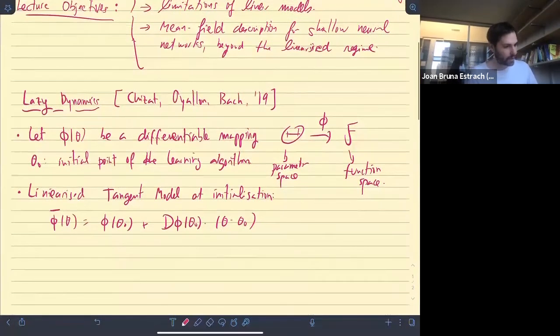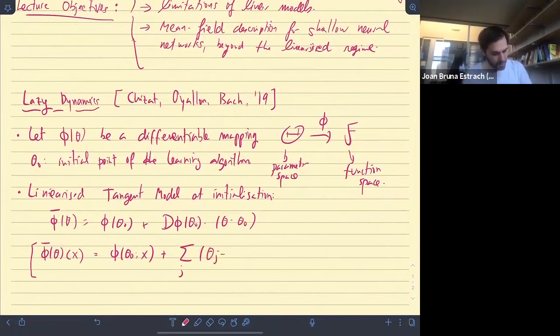So this is a function, right? So we can, in coordinates, if you want, or like what this means is that if I look at this function, evaluated at some point x, that's taking the original mapping at theta zero plus the sum of the coefficients of the model, the coordinate theta j minus the coordinate theta j at time zero, times the gradient corresponding to theta j of the model initialized at time zero, theta zero, evaluated at x.